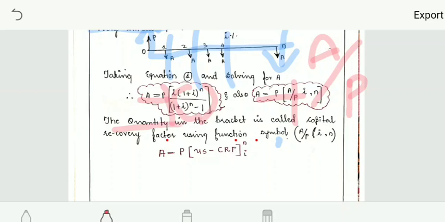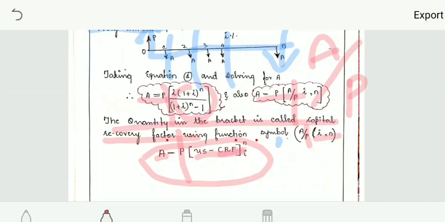The quantity in the bracket is called as what? Capital recovery factor, using the functional symbol A by P, I comma n. So the amount is equal to this factor multiplied by the present worth P. How are you going to understand this? It is uniform series capital recovery factor. It is not minus, again I am telling you, it is uniform series to the capital recovery factor. Now we shall see a few cases relating to this.